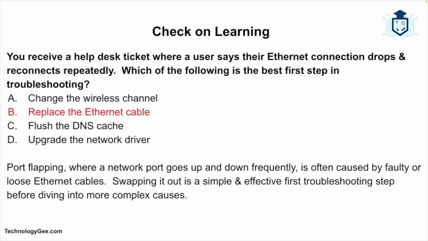The correct answer is you want to replace the Ethernet cable. So port flapping, this is where a network port goes up and down frequently, and this is often caused by faulty or loose Ethernet cables. So swapping it out, this is a simple and effective first troubleshooting step before diving into more complex issues.